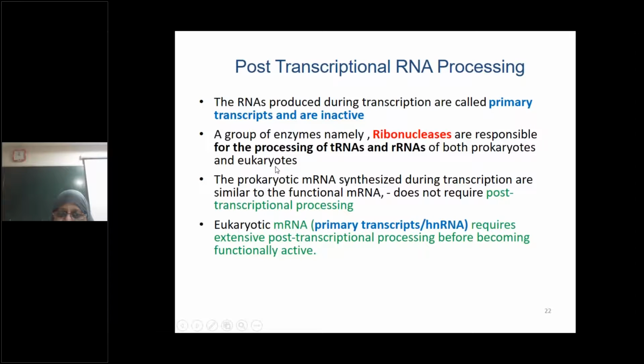Now the prokaryotic messenger RNA that was synthesized during transcription is similar to the functional mRNA, so it doesn't require post-transcriptional processing. Only the heteronuclear RNA or primary transcript in eukaryotes requires extensive post-transcriptional modifications before it becomes functionally active. So what are these post-transcriptional modifications? We will see now.